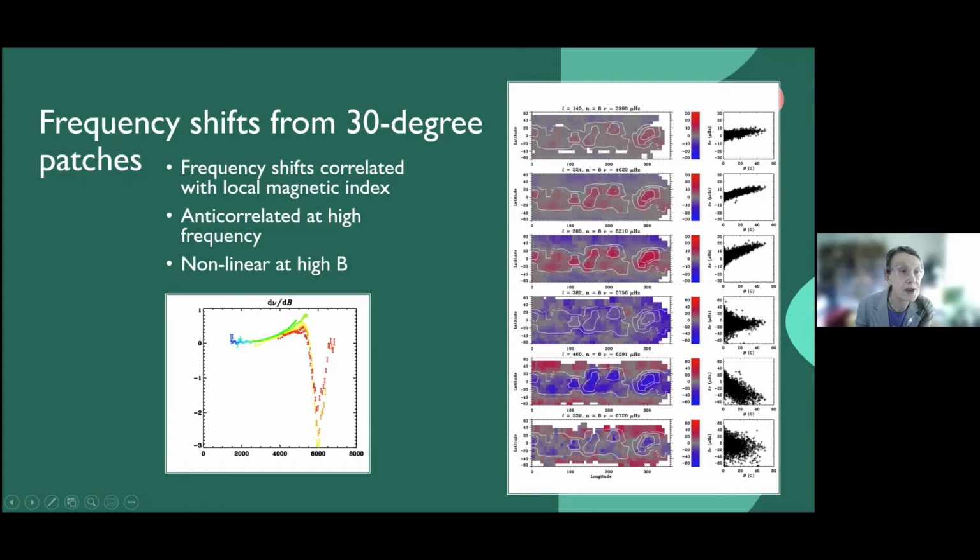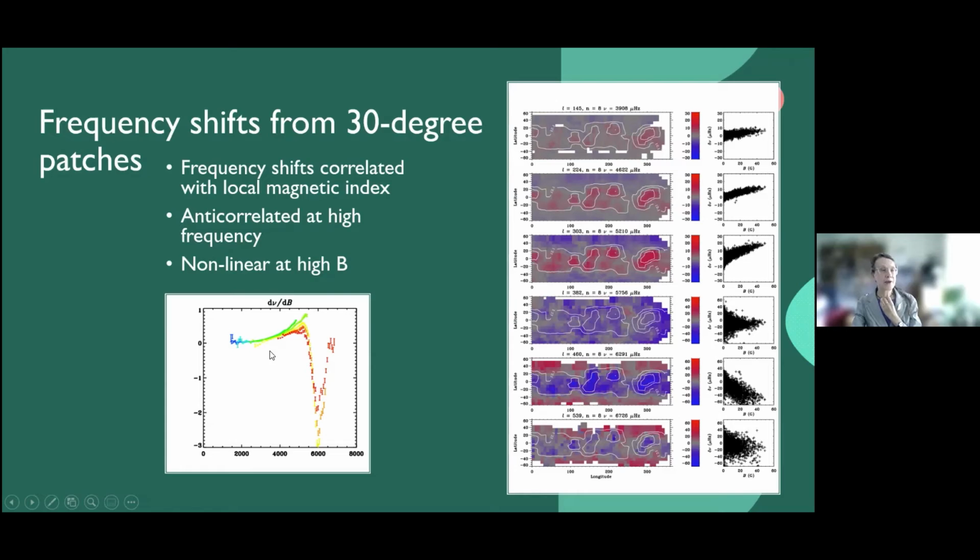And then at high frequency modes, we actually get an anti-correlation. And then it turns around again. And there we've got something that on the scatter plot doesn't look very correlated at all. But if you look at the map, you can see that there's a weaker anti-correlation there.